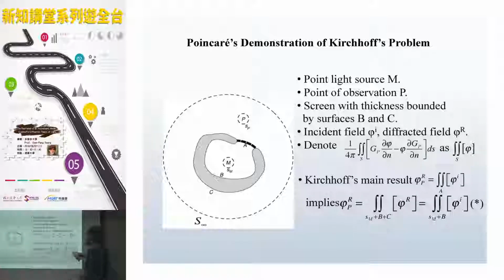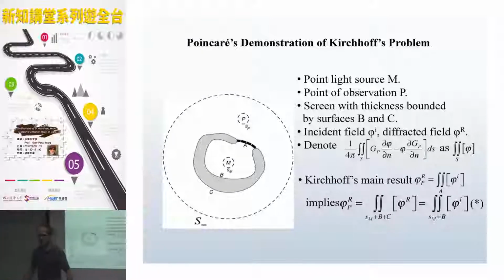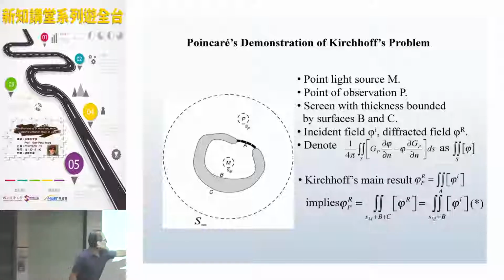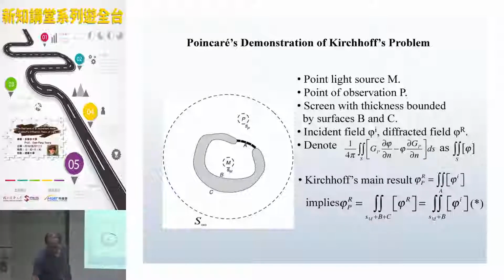And moreover, from Kirchhoff's main result over here, the contribution from here and here should be in the same form as the contribution when the fields inside the bracket are the incident field. So we should replace phi R with phi I over here. This is one interesting result of Poincaré's derivation. Let's name it equation star.